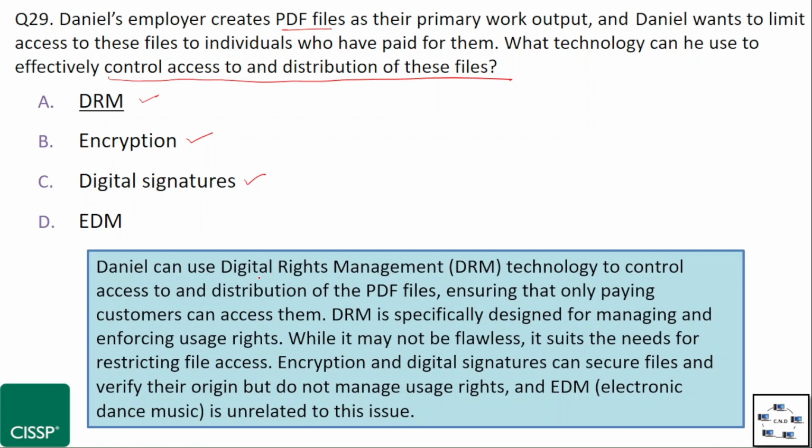So Daniel can use digital rights management, DRM, technology to control access to and distribution of the PDF files, ensuring that only paying customers can access them. DRM is specifically designed for managing and enforcing usage rights. While it may not be flawless, it suits the need for restricting file access. Encryption and digital signatures can secure files and verify their origin but do not manage usage rights. And EDM, that is electronic dance music, is unrelated to this issue.